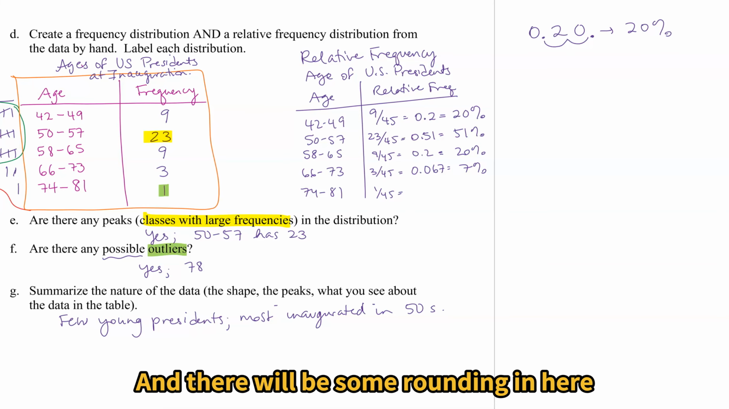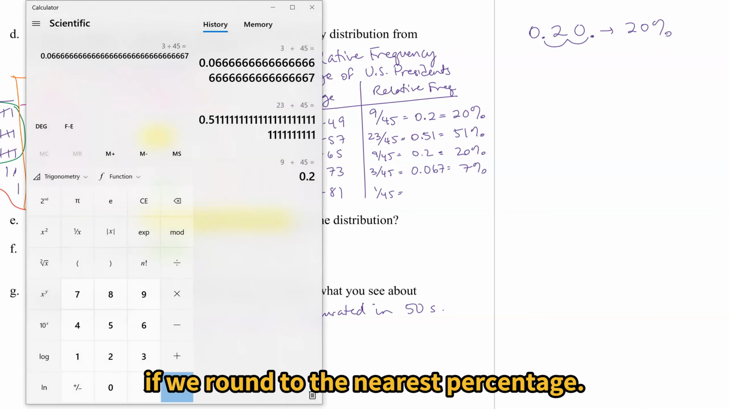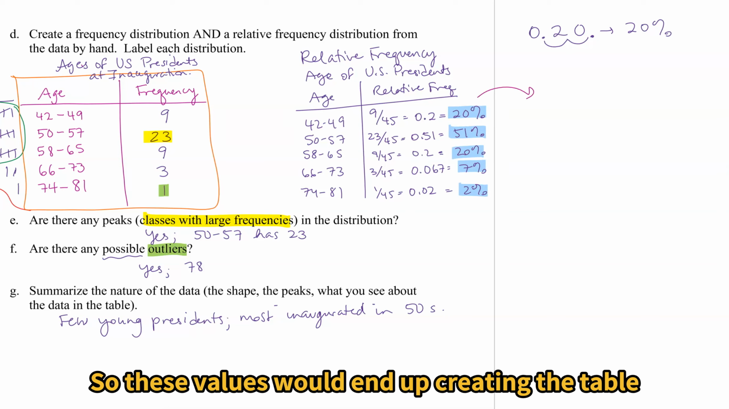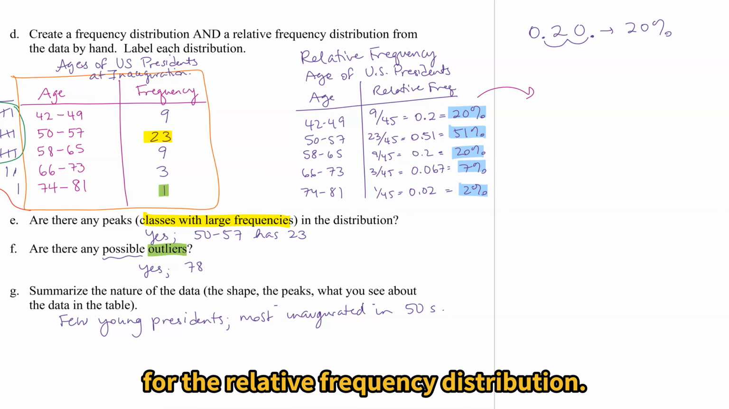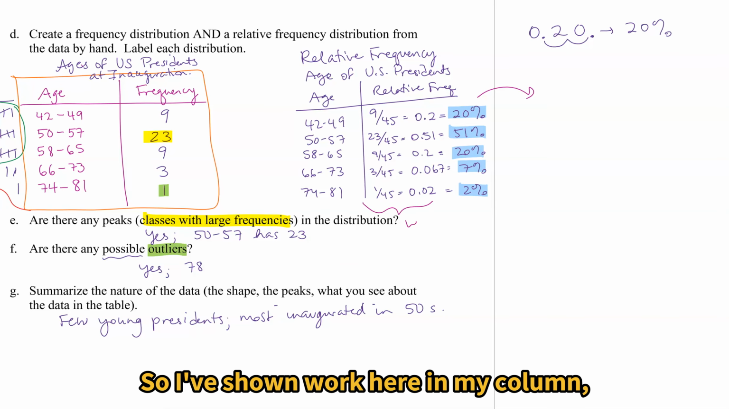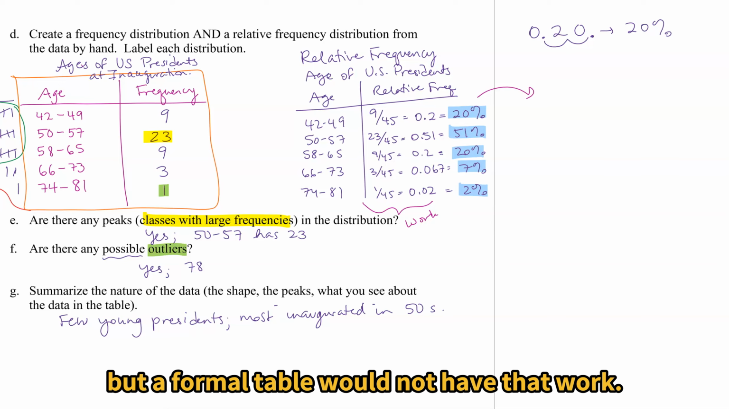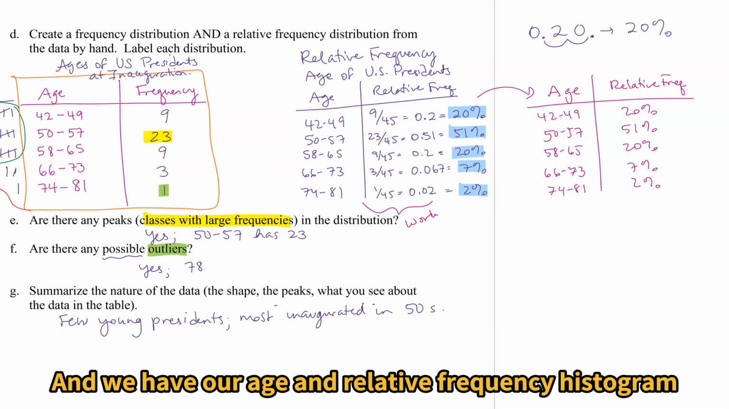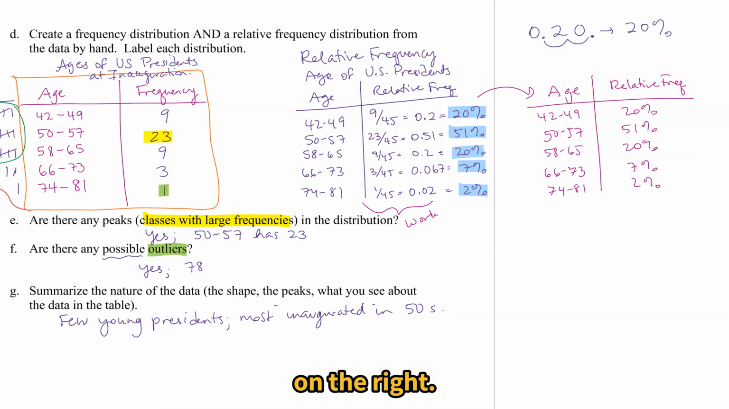And there will be some rounding in here if we round to the nearest percentage. We have our relative frequencies here. So these values would end up creating the table for the relative frequency distribution. So I've shown work here in my column, but a formal table would not have that work. Rewriting this on the side. And we have our age and relative frequency histogram on the right.